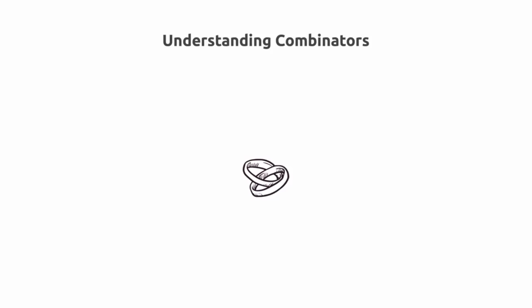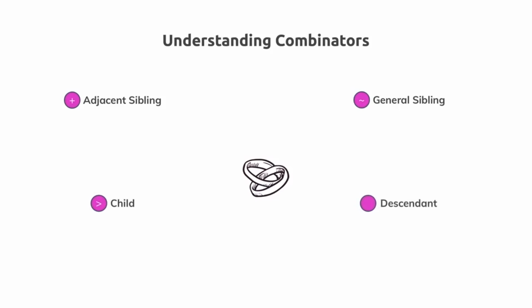The first one is the adjacent sibling combinator. The second one is the general sibling combinator. Then we have the child combinator and the descendant combinator. Now, how do they look like? Here are some CSS snippets.